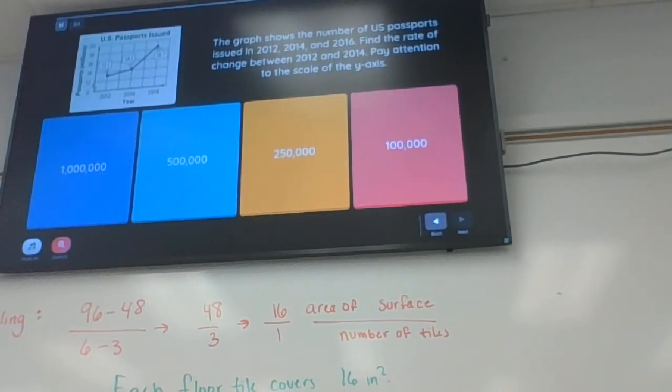The graph shows, Benjamin, what's this graph all about? Let's go further back. Can you read it, Kalia? What's this graph about? Passwords. The graph shows the number of passwords issued between 2012, 2014, and 2016. Find the rate of change between 2012 and 2014. Pay attention to the scale of the y-axis. This must be a challenge question.